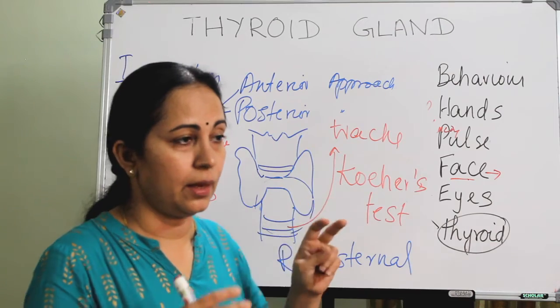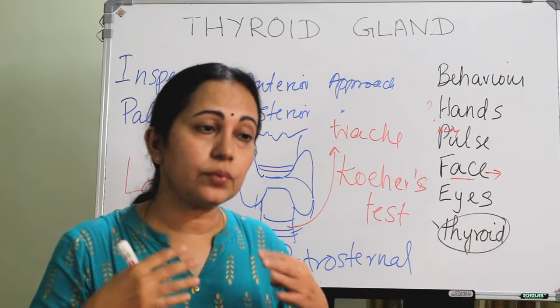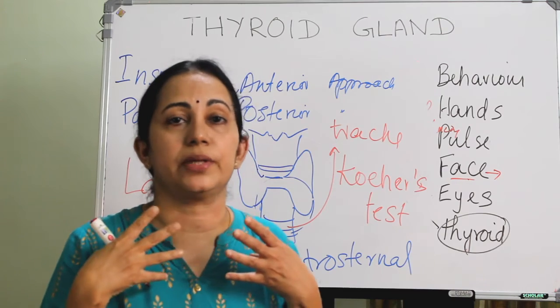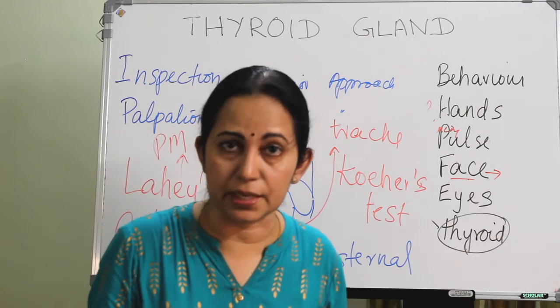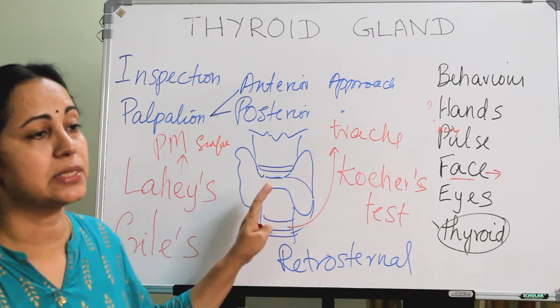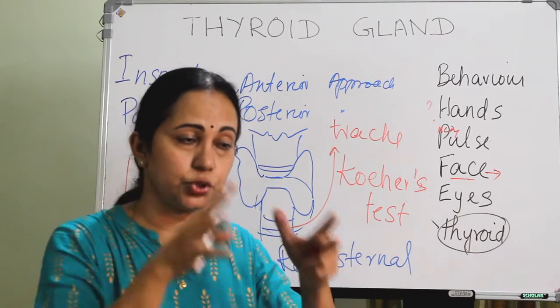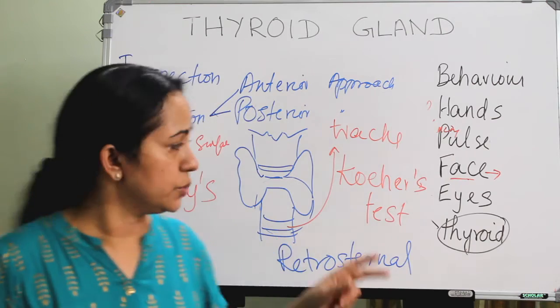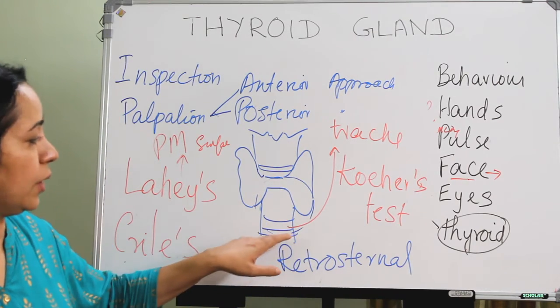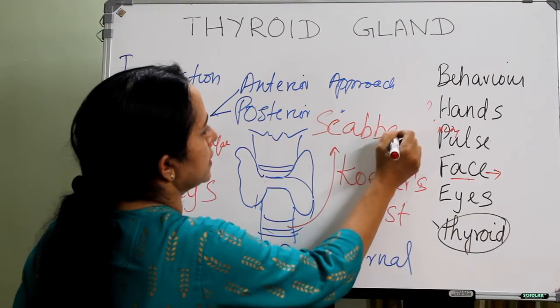Got it? Ask the patient to take a deep breath, and along with that, you press on both lobes of the thyroid gland. If the patient develops stridor, it is Kocher's test positive. It shows that the patient is having a compressed trachea, that is, the thyroid mass is pushing on the trachea. Okay, so that also has to be done along with the examination of the trachea. Compressed trachea.